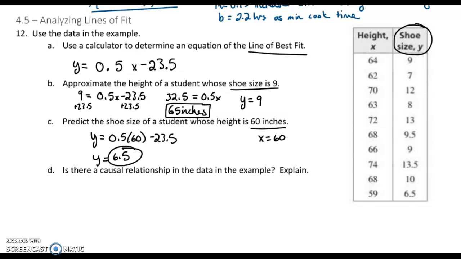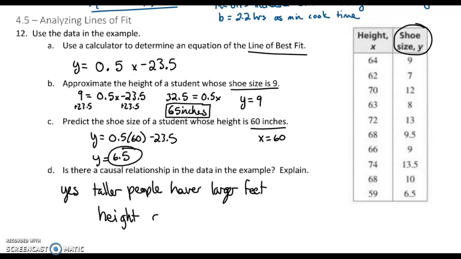So it says, is there a causal relationship in the data? So like, does the height cause the shoe size to be different? And I would say yes, because taller people have larger feet. Just in general, your height is generally related to your shoe size or to the size of your foot.